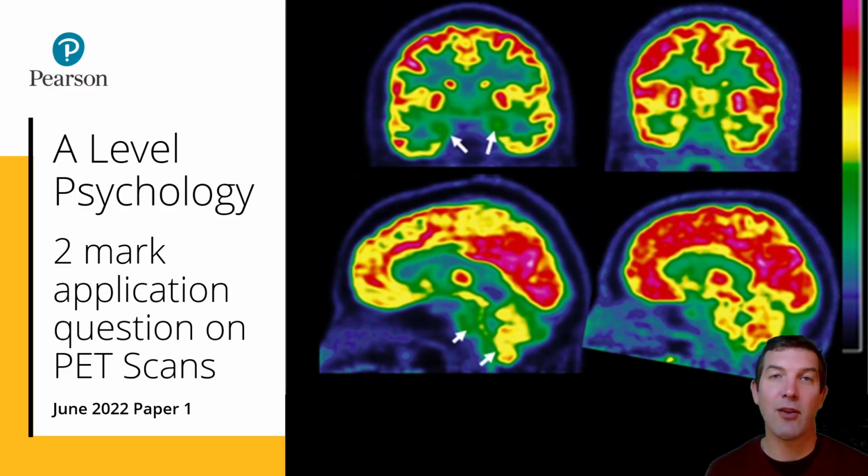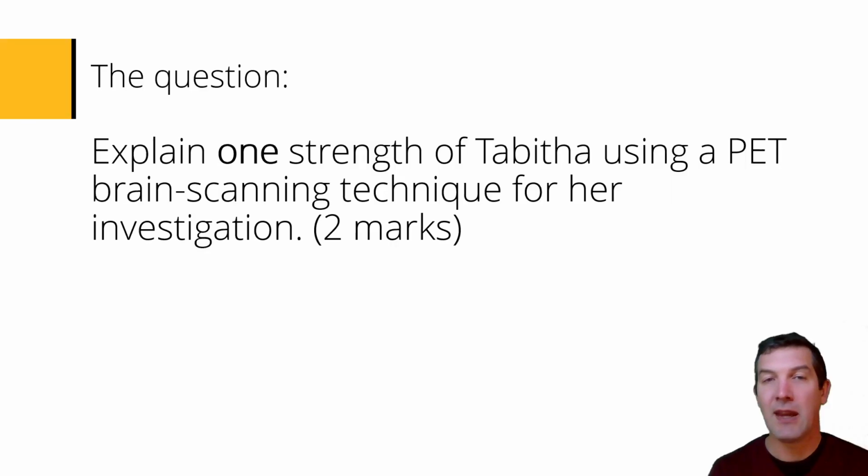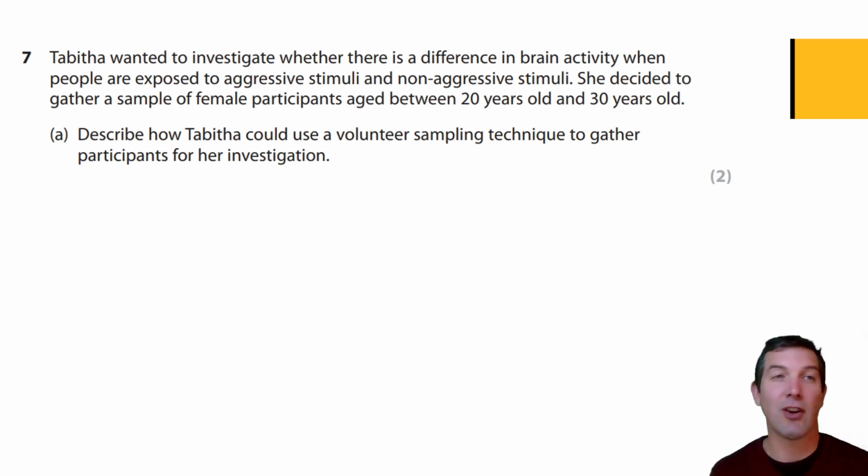This is an exam technique video for students and teachers of A Level Psychology, looking at a 2-mark application question from the biological section of summer 2022's paper 1. So the question is here, and it's part of a larger question which I will now quickly take you through so you've got the context.